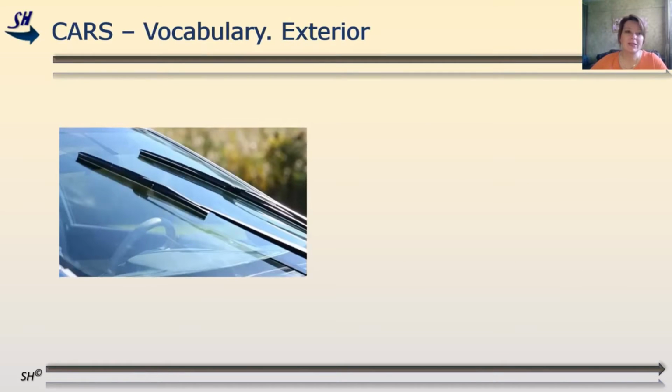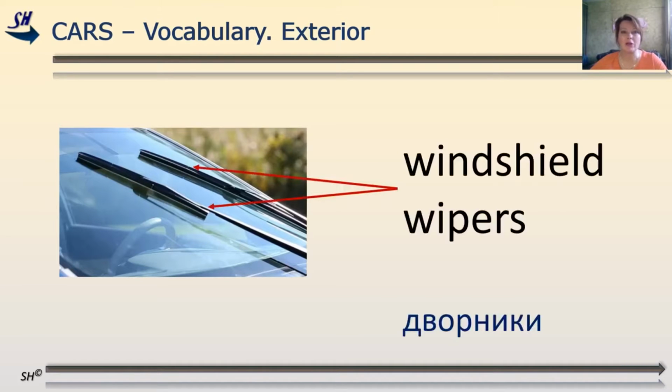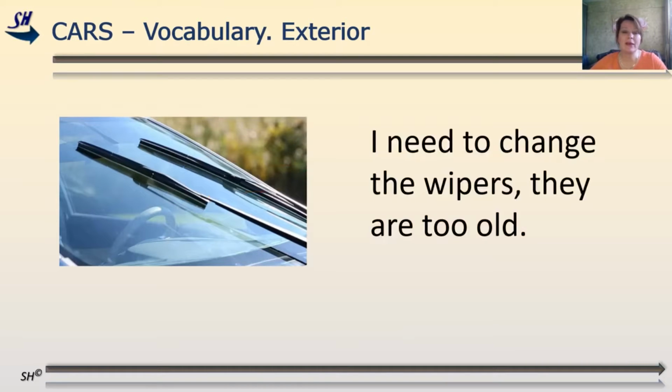And these 2 sticks that move to help you remove water when it is raining, for example, or when it is snowing. These 2 helpers are called windshield wipers. They wipe the liquid off the windshield. Now, you can say, for example, I need to change my wipers, or the wipers, they are too old, or they are not functioning, working properly. I need to change the wipers.